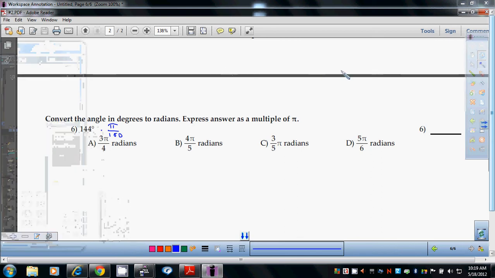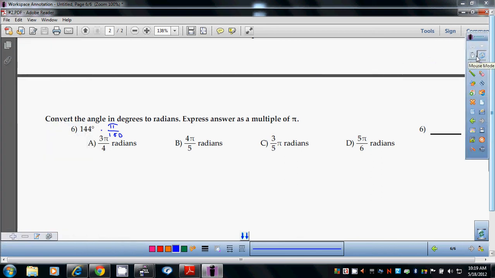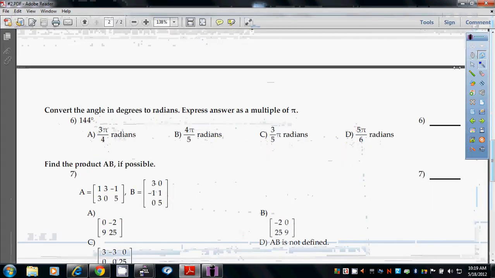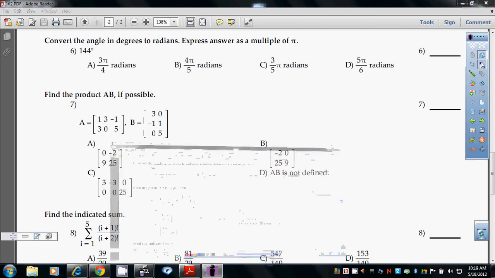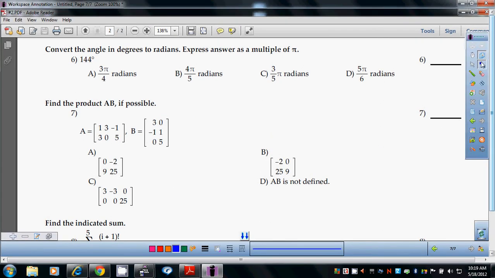Good. Questions on that one? No? Okay. Number 7. Anybody? 2 by 3 and 3 by 2. Yes, we can multiply them, and the product will be a 2 by 2. So it has to be A or B.